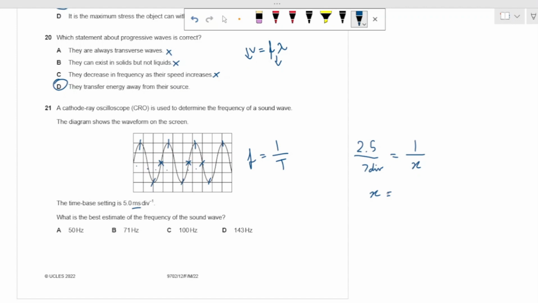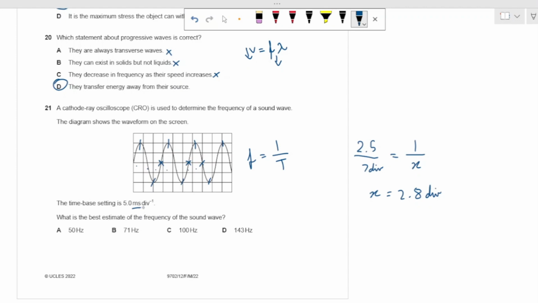You can either directly put this in your calculator, but in this case x is 2.8. 2.8 boxes or 2.8 divisions are covered by one wave. All right, so what is now the time period?